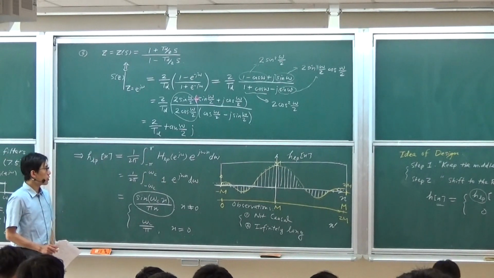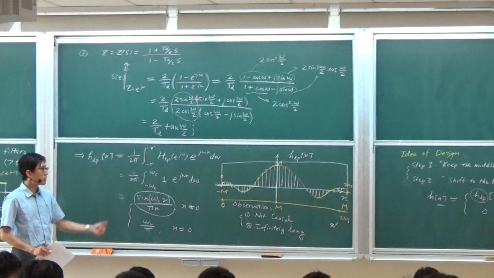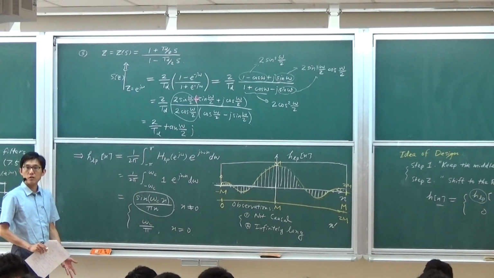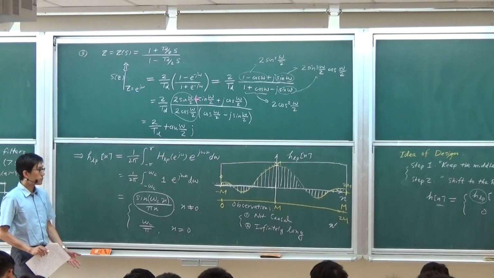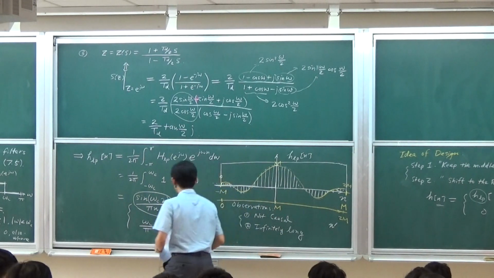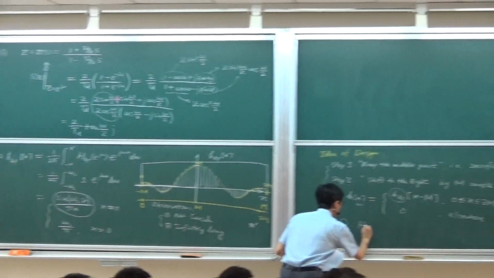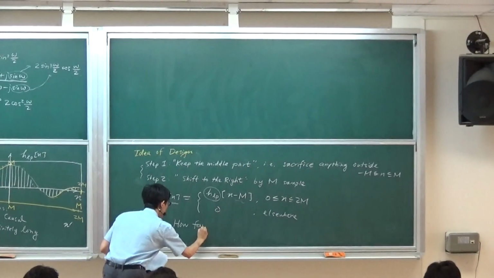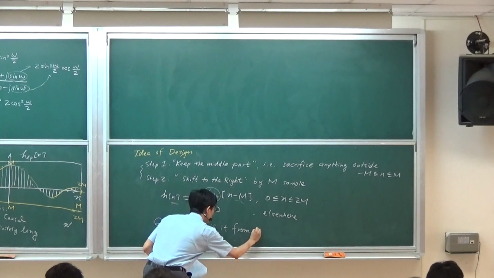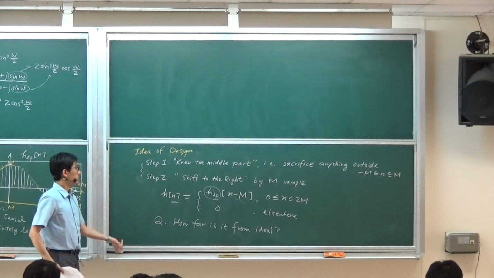So we have to make it causal, we have to make it finite. But then the question is, how much does this filter deviate from ideal? How far is it from ideal? Hopefully not too far. So the big question: how far does the magnitude response deviate from ideal?